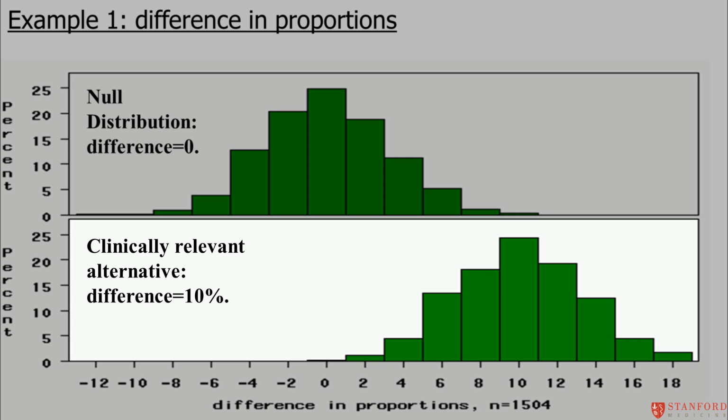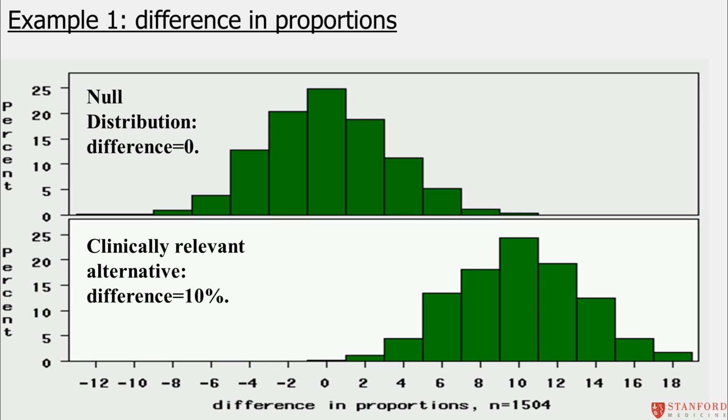If there's really a 10% difference out there in the real world, then what this second distribution on the bottom here represents is what we would expect to see in our study if the true difference is actually 10% rather than 0%. So if we believe the true difference is 10%, here's the various differences in proportions that we expect to see in our study. We might see a 2% difference all the way up to an 18% difference if the true difference is 10%.